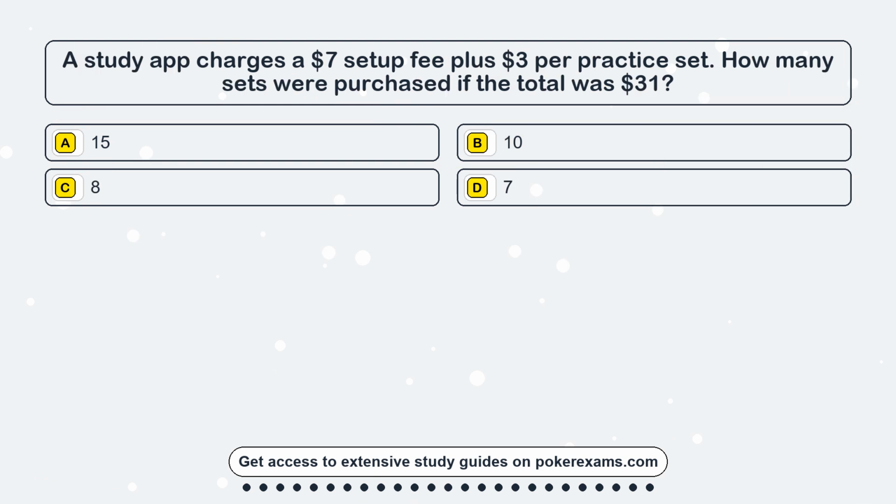Question 18. A study app charges a $7 setup fee plus $3 per practice set. How many sets were purchased if the total was $31? Option A, 15. Option B, 10. Option C, 8. Option D, 7.